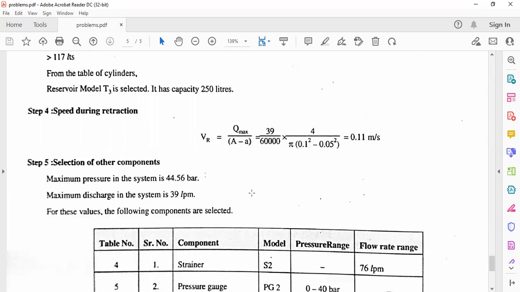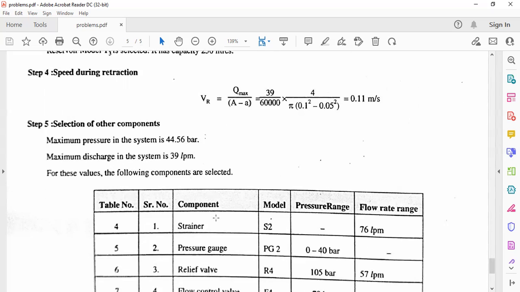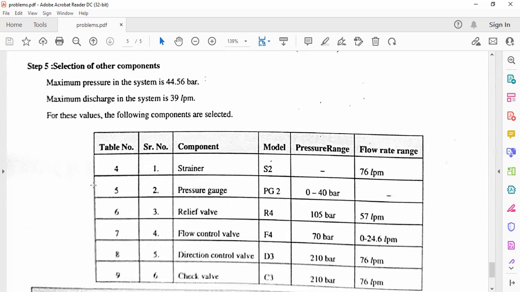Selection of other components. Maximum pressure in the system is 44.56 bar. Maximum discharge in the system is 39 liter per minute. For this value, the following components are selected. Table number 4, serial number 1, component strainer, model S2, pressure range dash, flow rate range 76 liter per minute. Table number 5, serial number 2, component pressure gauge, model PG2, pressure range 0 to 40 bar, flow rate, no flow rate.